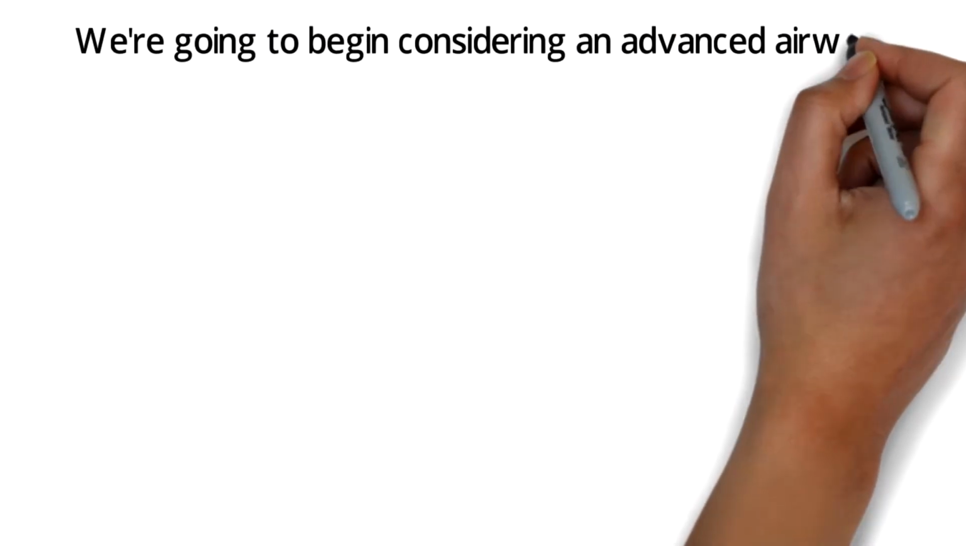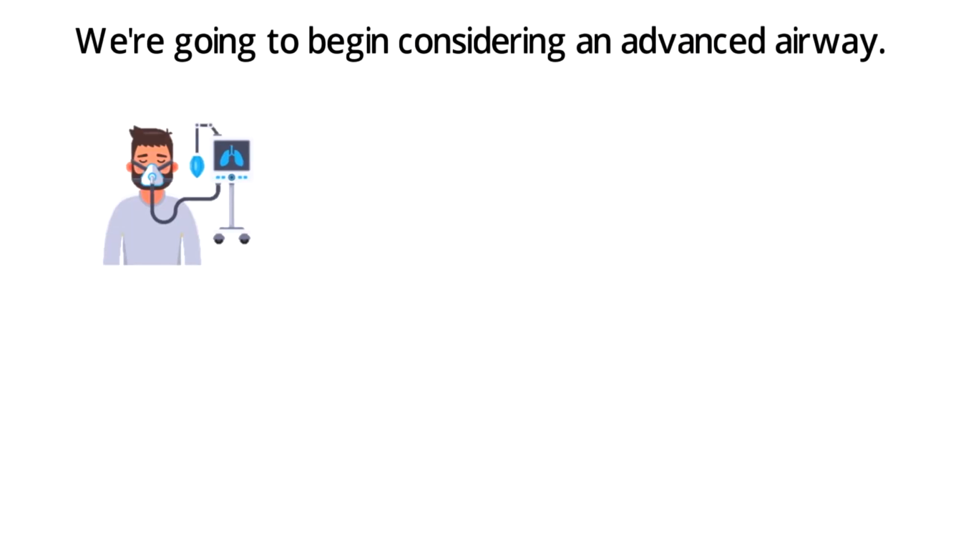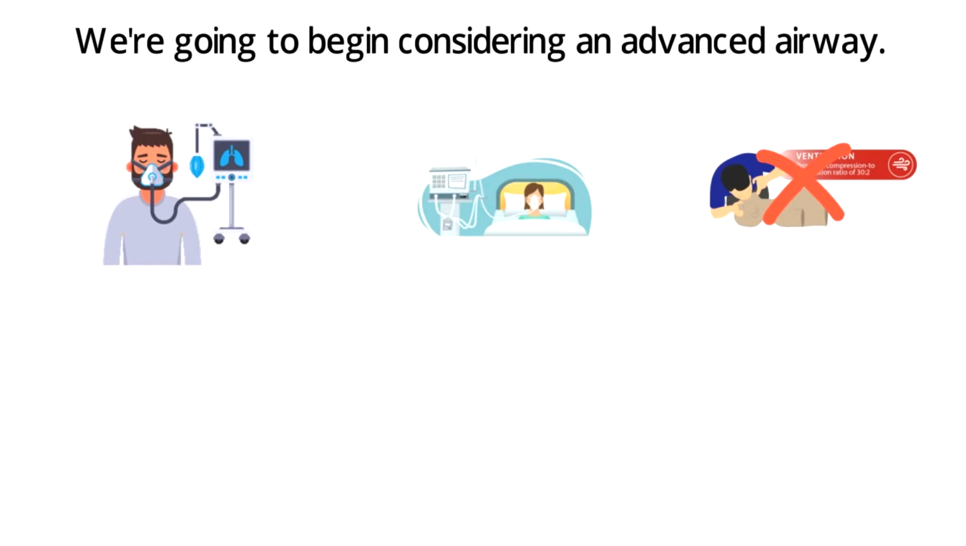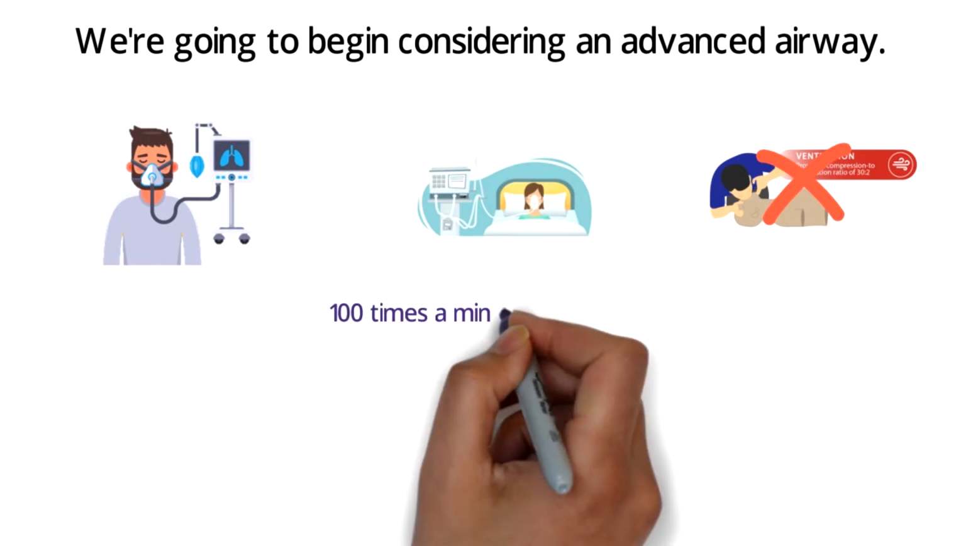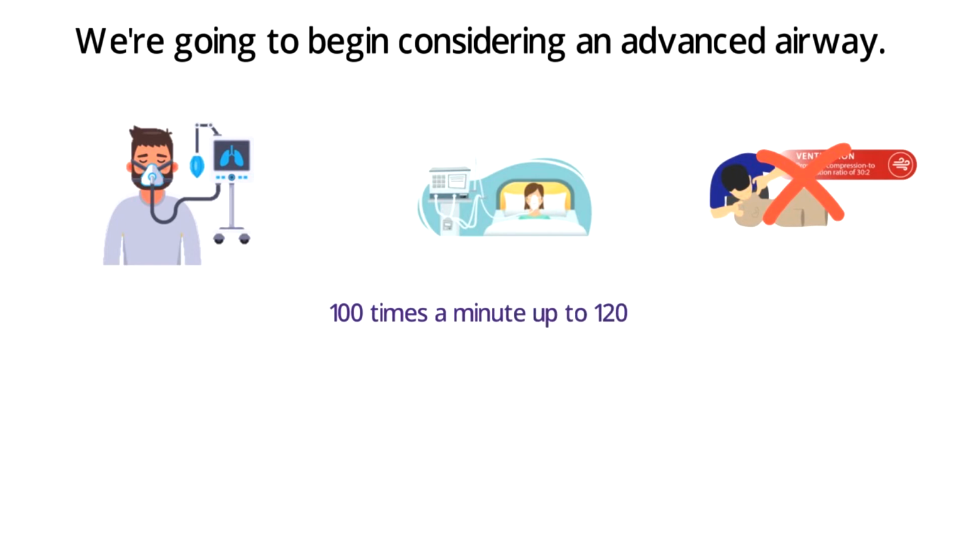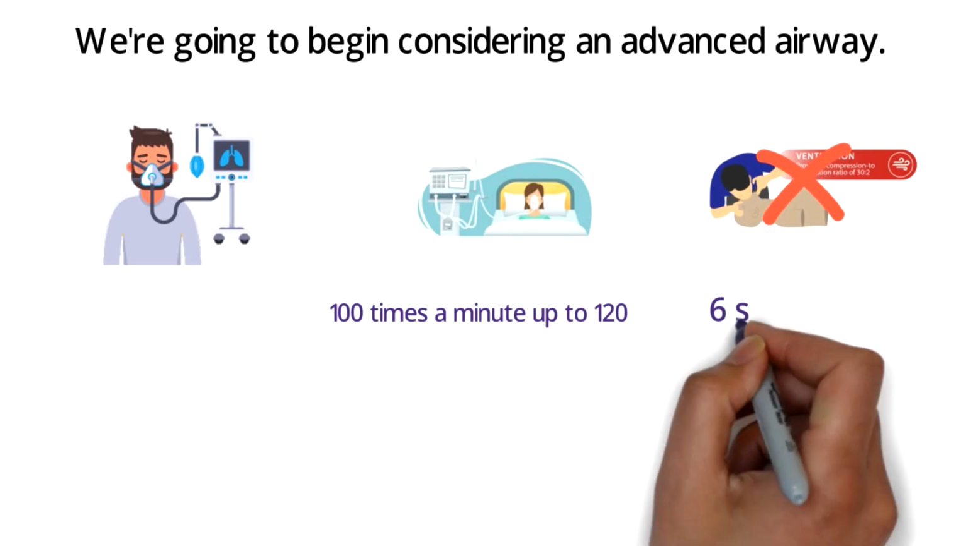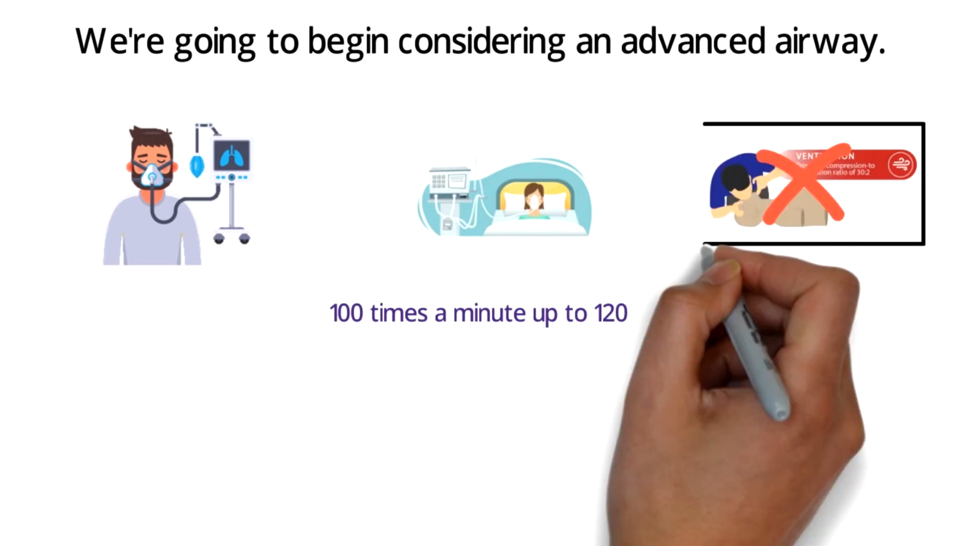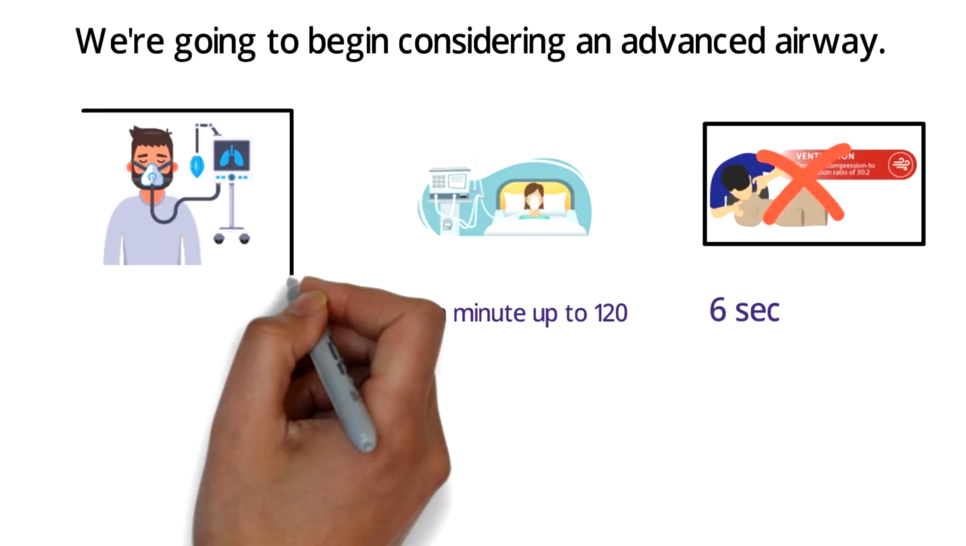And we're going to begin considering an advanced airway. By advanced airway, I mean intubation. Once your patient is intubated, then your breath to chest compression ratio no longer exists. Your chest compression person is just going to be going at least 100 times a minute, up to 120. And the person that's delivering breaths is going to give 1 breath every 6 seconds. And you are not going to pause chest compressions anymore to give breaths once the patient is intubated.